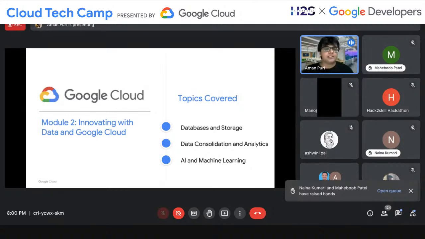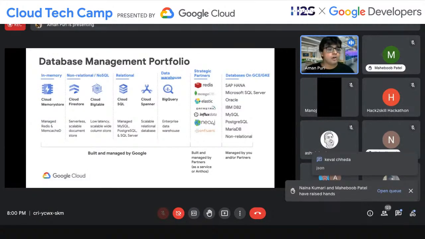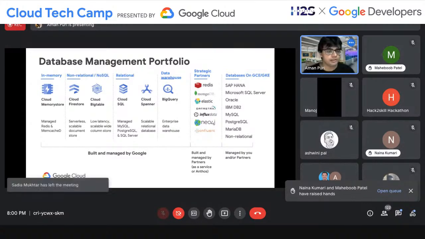These kinds of data generally come under a semi-structured data solution. So when you talk about data or database management portfolios, there are a lot of solutions available, and most of them are categorized into many kinds. There are in-memory databases called Memorystore. There are non-relational or NoSQL solutions.